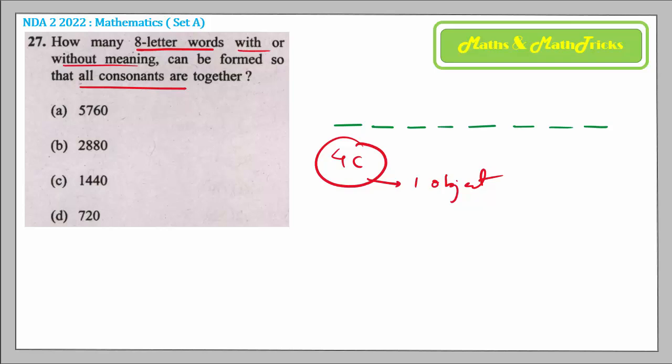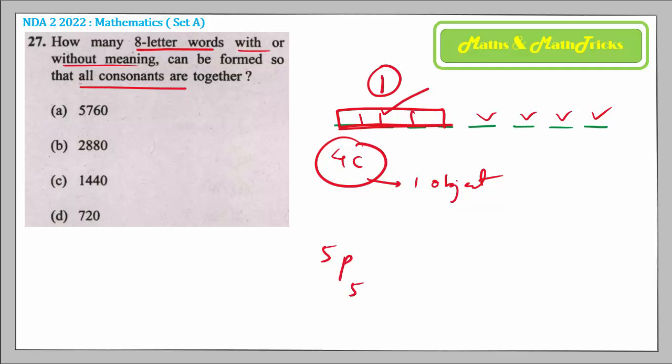So actually, how many objects are you placing now? This is the combo of the 4 consonants, and this is one place for you, in which the 4 consonants are placed, and the remaining 4 places will be occupied by 4 vowels. You are not only arranging vowels, you are arranging the vowels along with this one combination of the consonants, right? So the consonants are one total, like one bunch, and then 4 places. So totally you are arranging 5 places in 5P5.